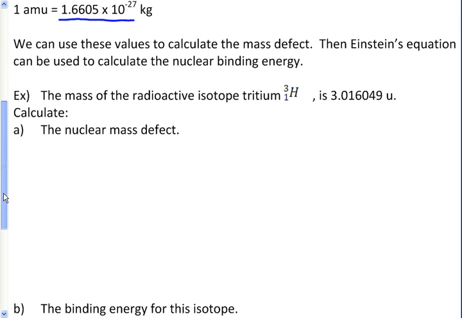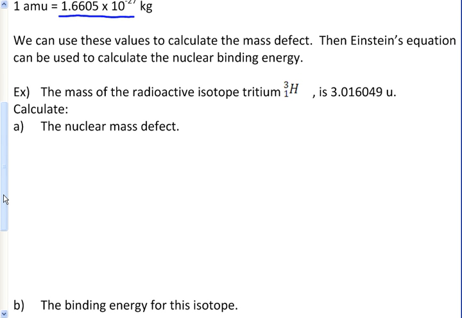So the mass of a radioactive isotope tritium, which is hydrogen with 1 proton and 2 neutrons, is 3.016049 atomic mass units. I want to calculate the mass defect. So my equation for the mass defect is equal to the mass of the nucleus minus the mass of the protons plus the neutrons, or neutrons plus protons, doesn't really matter.